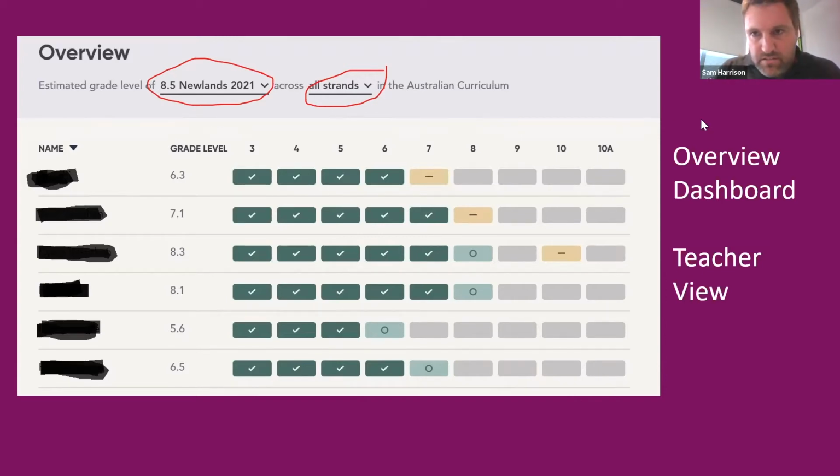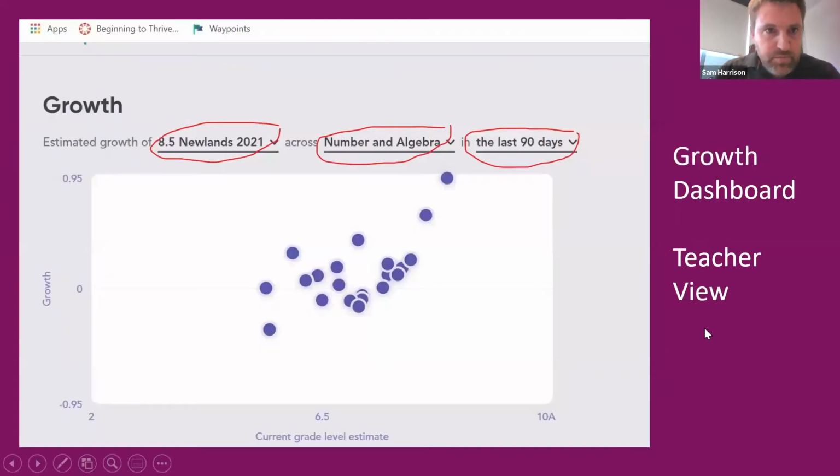As Sal mentioned, growth is a big feature of Mathspace, and it's the same with Waypoints. So there's a growth dashboard as well. This is a view the teacher gets. So each of those circles represents a student in that class 8.5. And if you hover over those, it will give you a little bit more detail about which student that is and how much growth they have shown in that time period. So in a perfect world, everyone would be in the top right-hand corner where they're working closely up to year 11 work and showing a lot of growth, but the reality is that's not always the case.